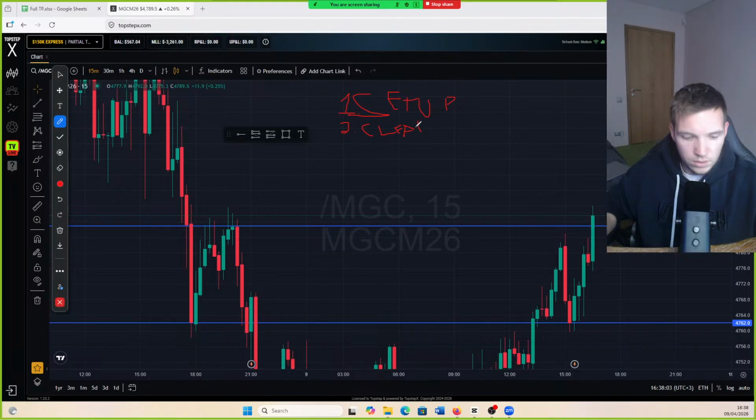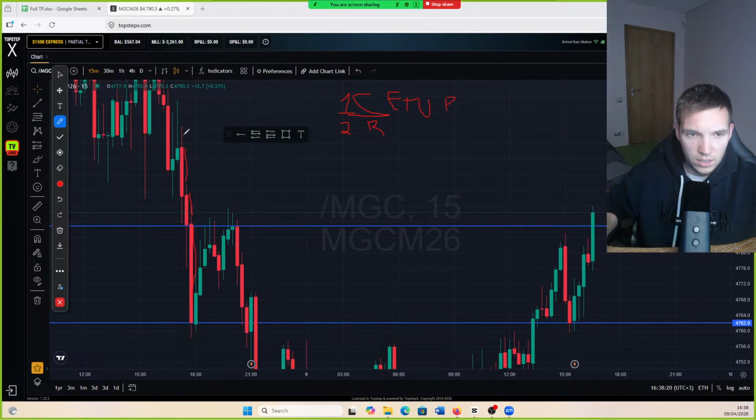I'm just going to write R. R stands for range. We need a clear range, which means consecutive candles going one way like this. This was a clear range created. So that's why our buys are above this support, because above this we have a clear range up to here.